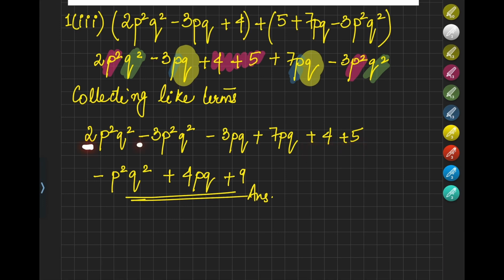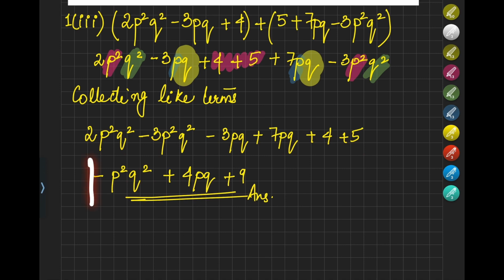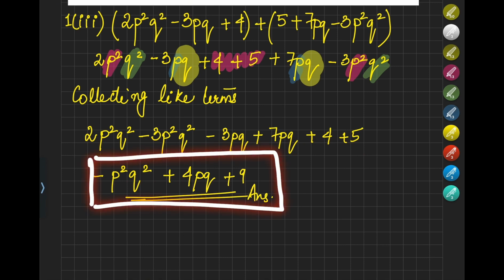Now 2 minus 3 is minus 1 or minus p square q square, minus 3 plus 7 is plus 4pq, and 4 plus 5 is equal to 9. So this is the answer for question number 3.